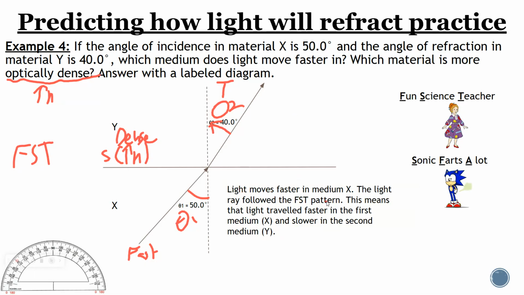The light ray followed the FST pattern. This means that the light traveled faster in the first medium X and slower in the second medium Y. So using our tricks, we're able to predict the density and speed of light in the different media based on the way light traveled from one to another.